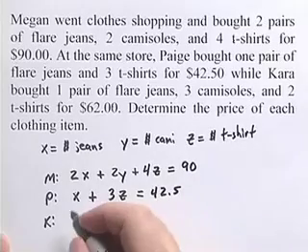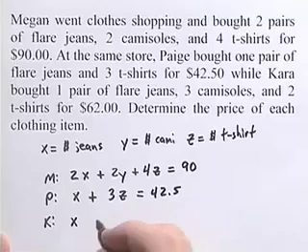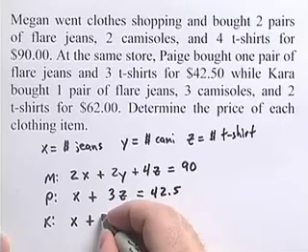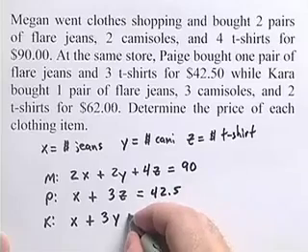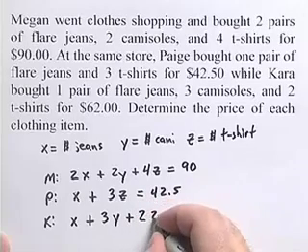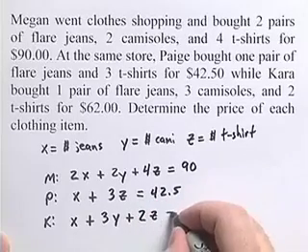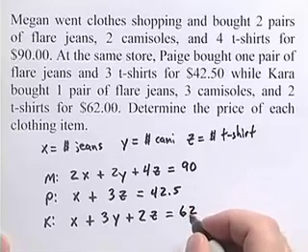Kara bought 1 pair of flare jeans, so she spent x dollars on jeans. She bought 3 camis, so she spent 3y dollars on camis, and 2 t-shirts, so she spent plus 2z dollars on t-shirts, for a total of $62.